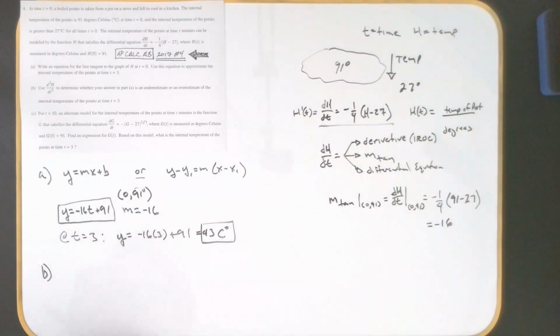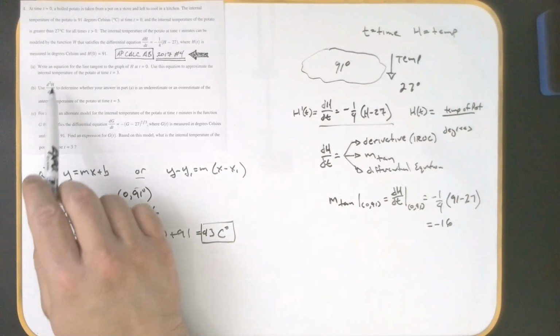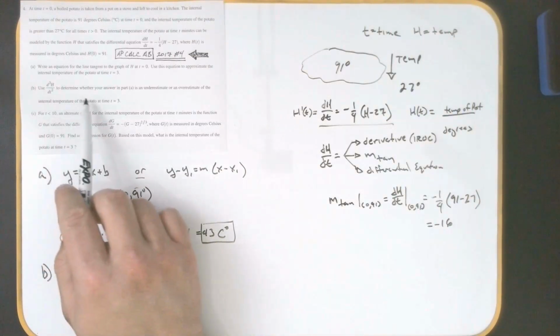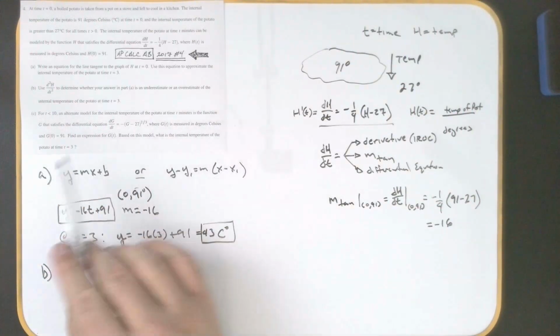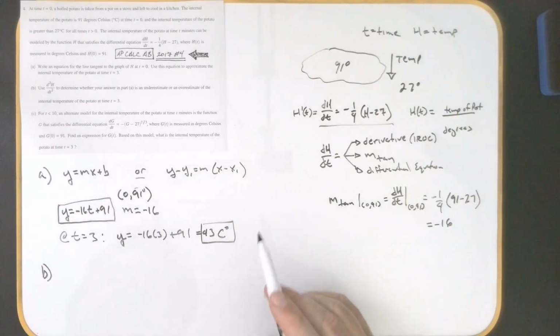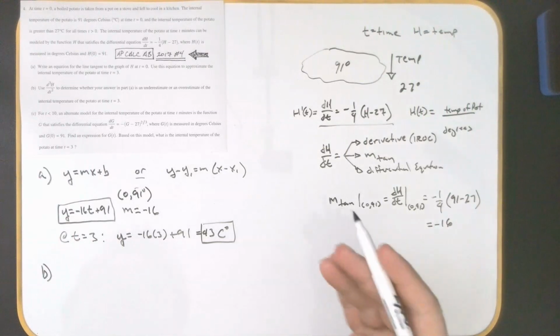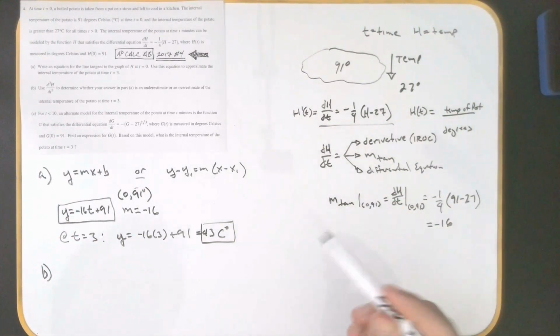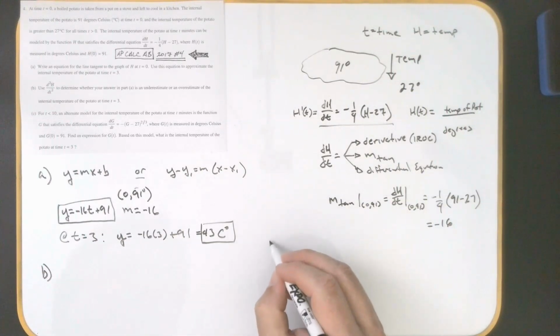Okay, now part B, kind of interesting. It says use the second derivative, that's just the notation for the second derivative, to determine whether the answer is an underestimate or overestimate of the internal temperature of the potato at time t equals 3. If you're confused about what they're looking for here, I'm going to give you 2 potential graphs. If we were to graph this, here are the 2 things that could have happened.